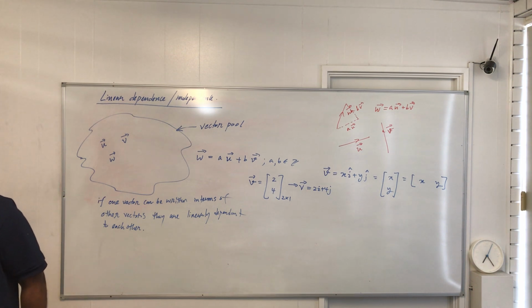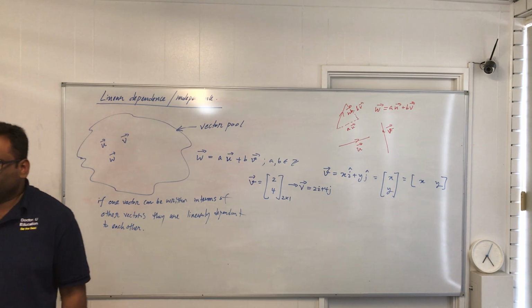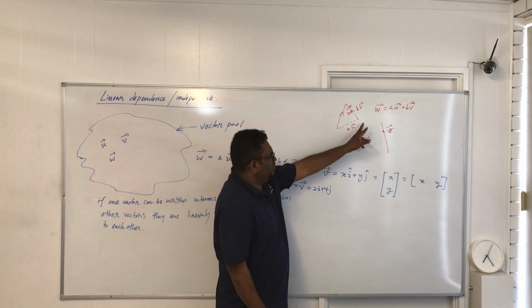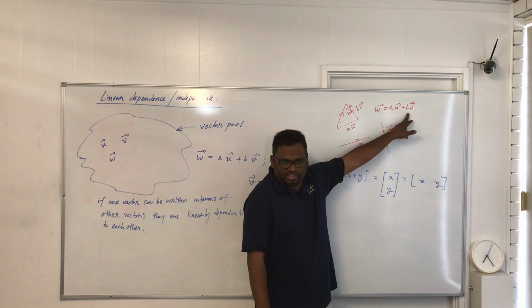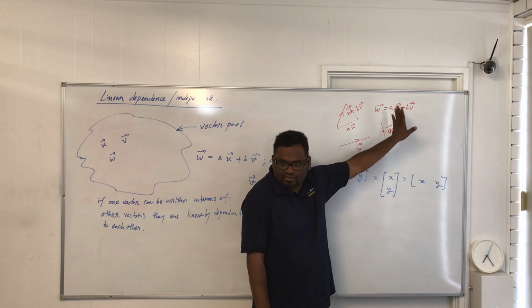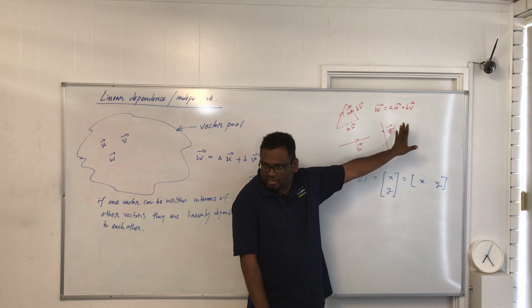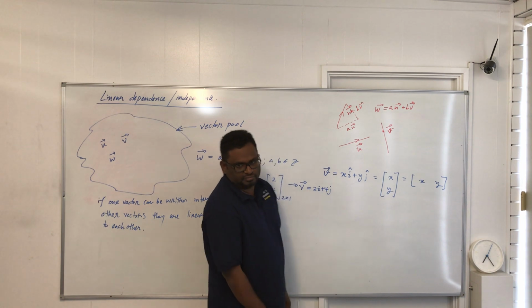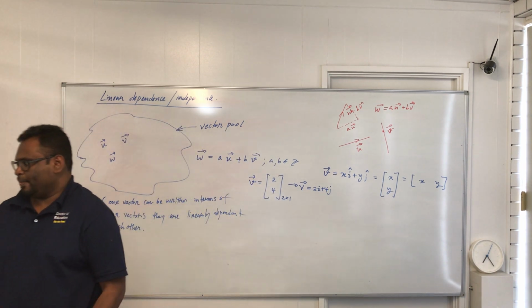If those n and m values are finite, we can say these vectors are linearly dependent on each other. Why? Because you have a and b coefficients, and those are finite values. So if you get finite values for a and b, or m and n, they are linearly dependent on each other.